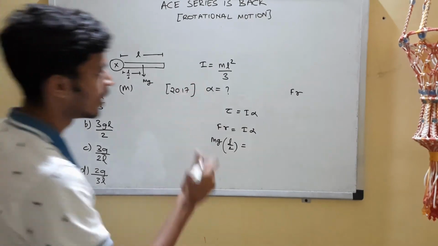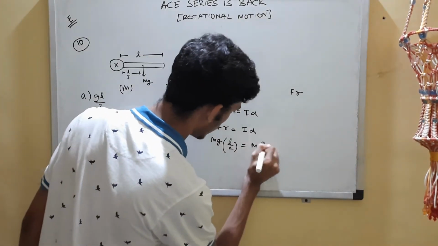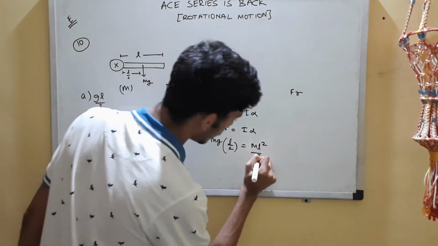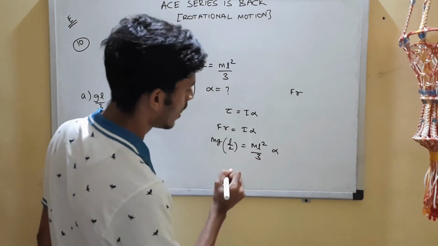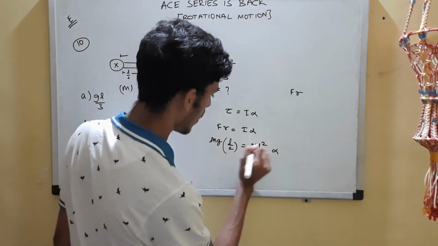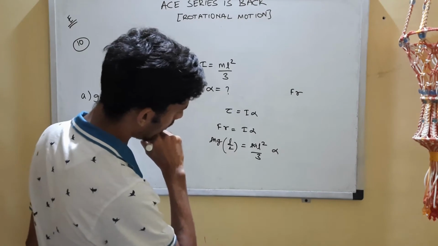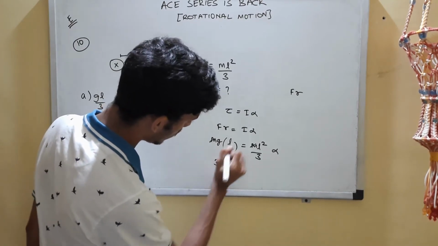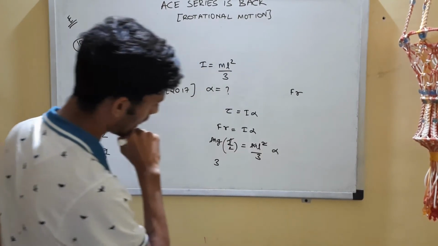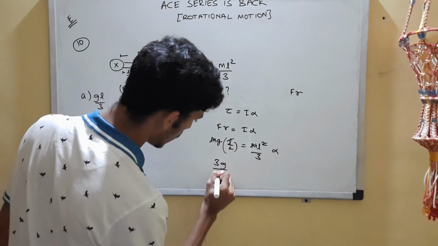And I is already given, ml square by 3. Alpha you are supposed to find. Now just cancel out things: m cancels with m, and one of the l will get cancelled. The answer will be 3g by 2l.